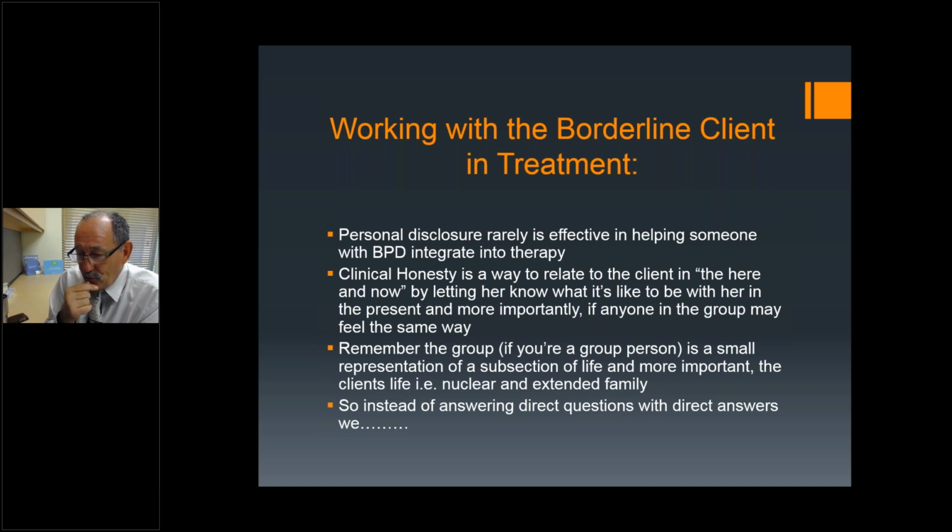So if you are a group facilitator or a group therapist, remember the group is a small representation of a subsection of life, and more importantly, the client's life. A nuclear and extended family is a subsection of groups. So commonly, if a person with borderline personality comes in and creates chaos in the group, well, guess what she does when she leaves treatment and goes home? She creates chaos. More importantly, what do you think she does when she goes to her first AA meeting? She creates chaos. So group, as you know, is a microcosm of the individual's personal life and their family life.